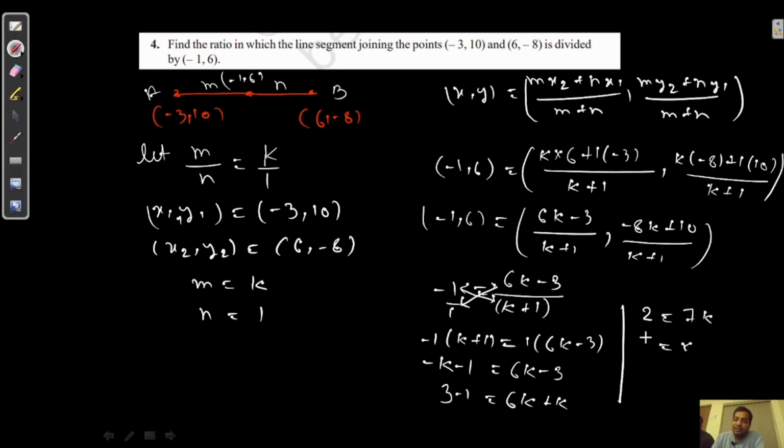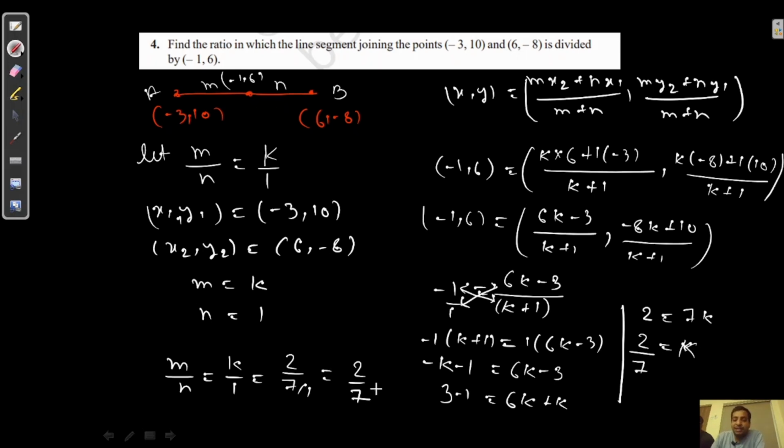What is value of k? Just tell it loudly. Okay, it is 2 by 7. So what was our desired ratio? It was k is to 1. What is value of k? 2 by 7 by 1. Solve it, you will get 2 by 7. So our desired ratio is 2 is to 7.